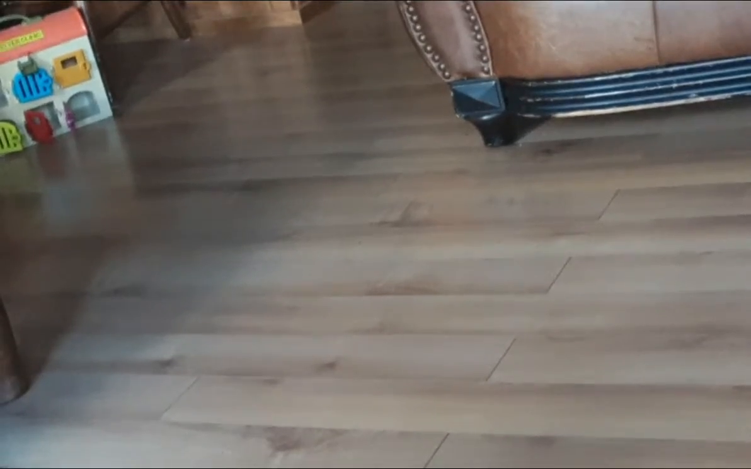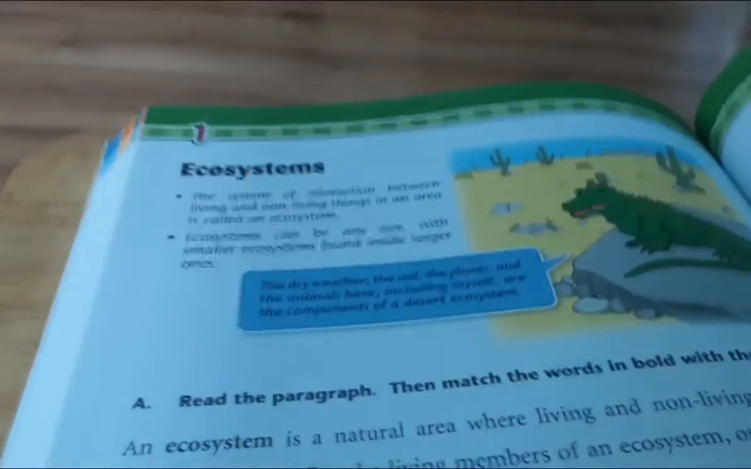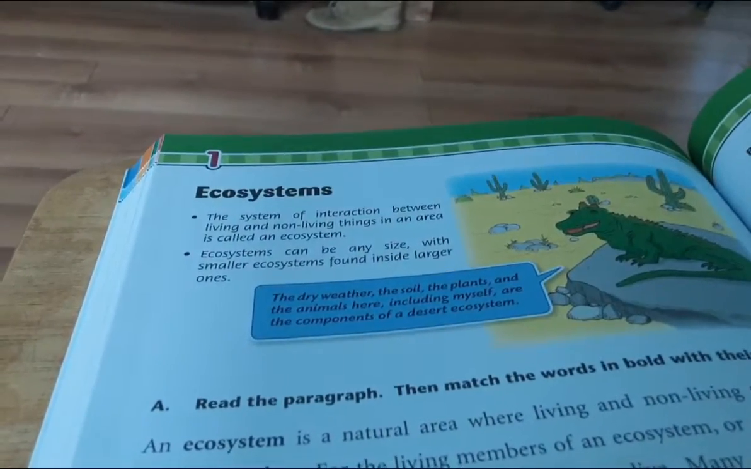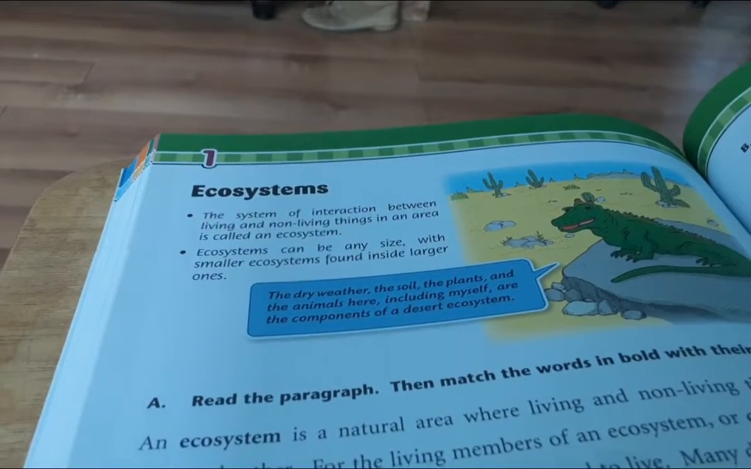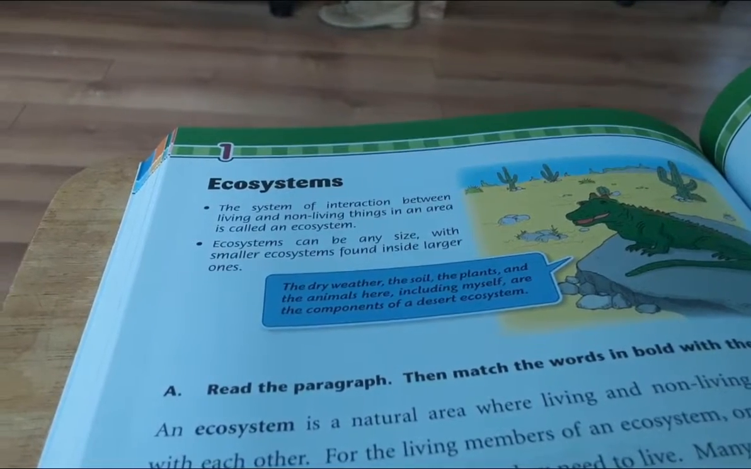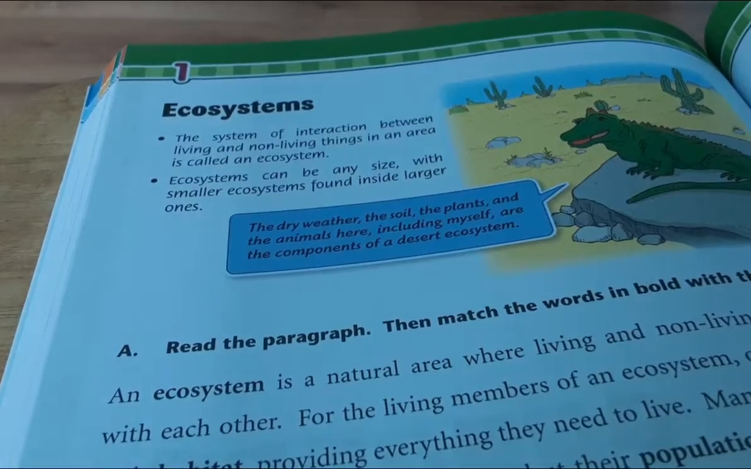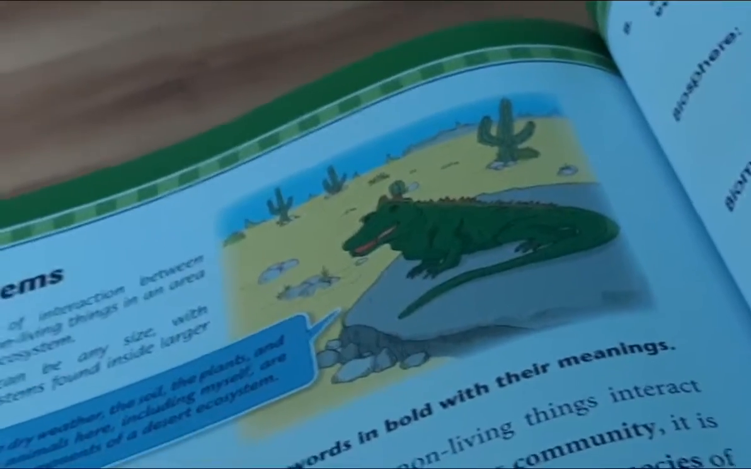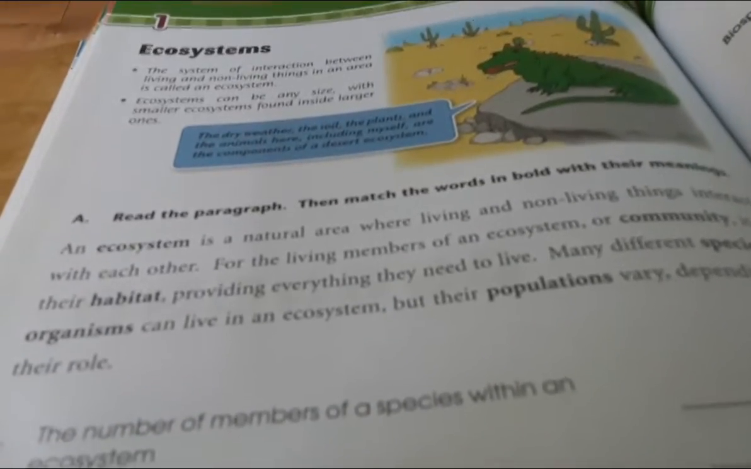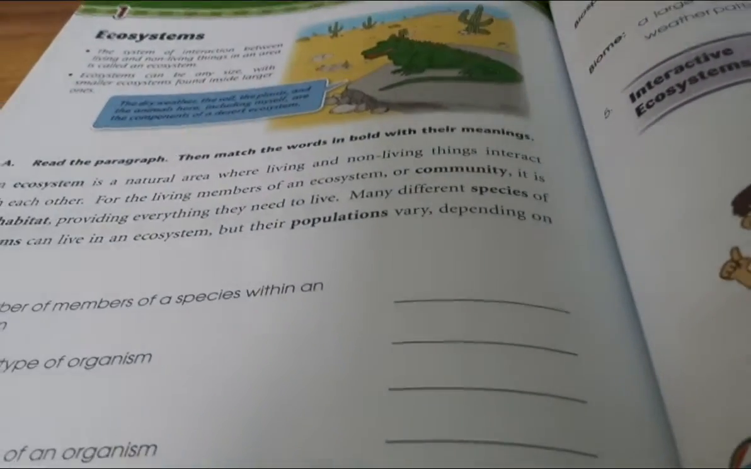Gonna go watch a 5-minute break of Rico the Giant Sneak Thief. So in this schoolwork, there's this ecosystem. The system of interaction between living and non-living things in an area is called an ecosystem. Ecosystems can be any size, with smaller ecosystems found inside larger ones. The dry weather, the soil, the plants, and the animals here, including myself, are components of the ecosystem. An ecosystem is a natural area where living and non-living things interact.